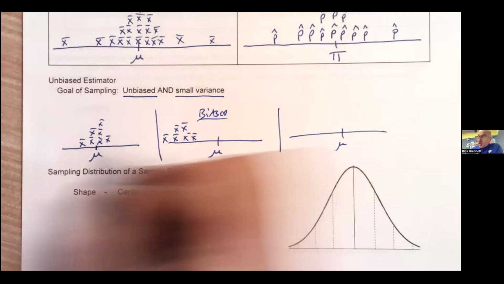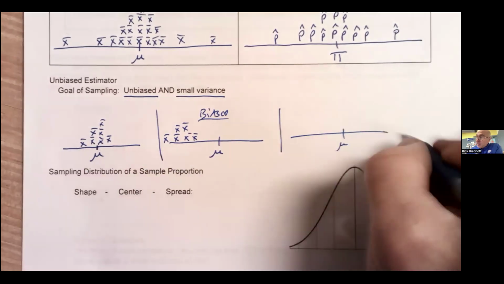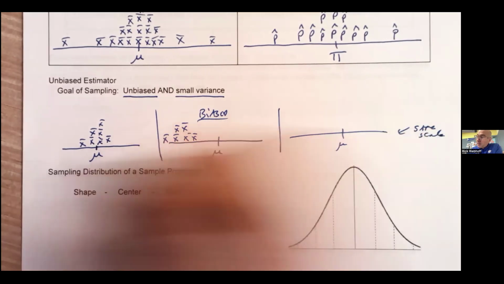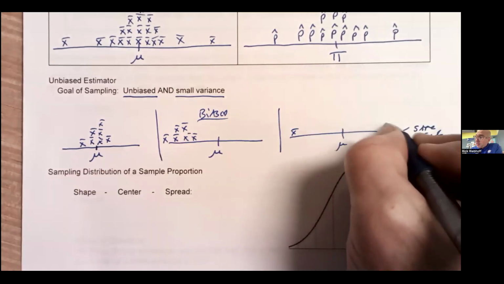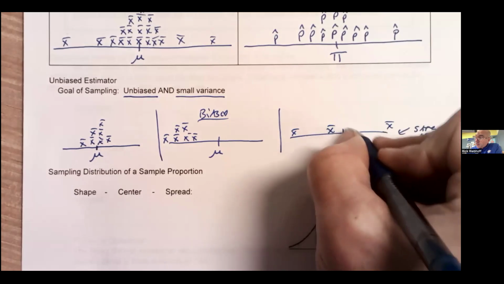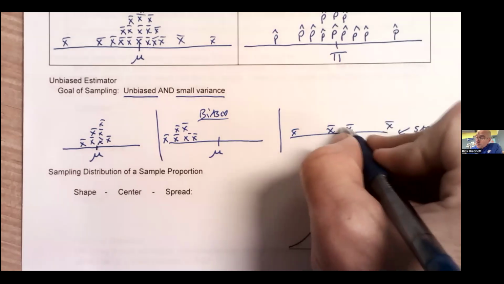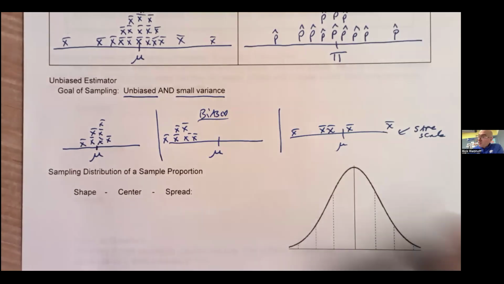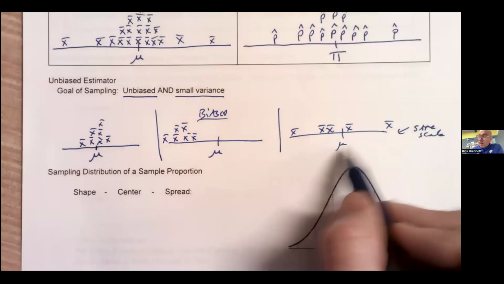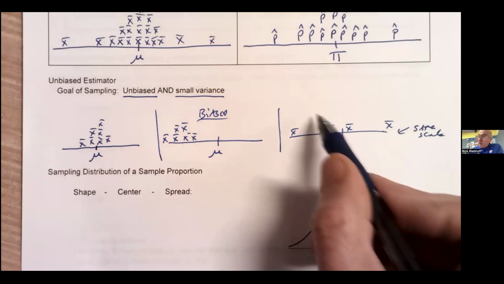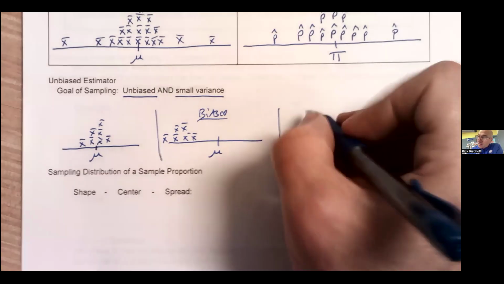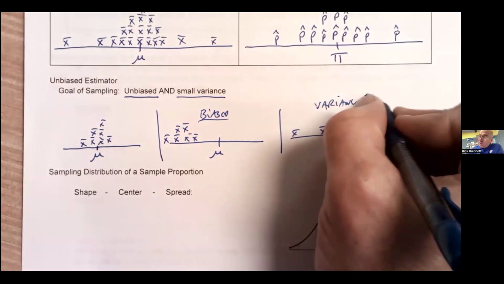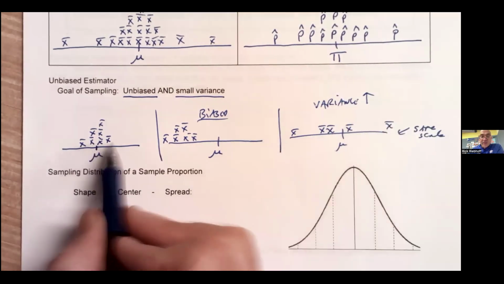Here's the mean. Let's just say we're using the same scale for all three. And I had something like this, right? Again, we're centered around here, so it's unbiased, but it's got a larger variance, right? The variance is high, or the standard deviation is high. The spread is higher than it is over here.